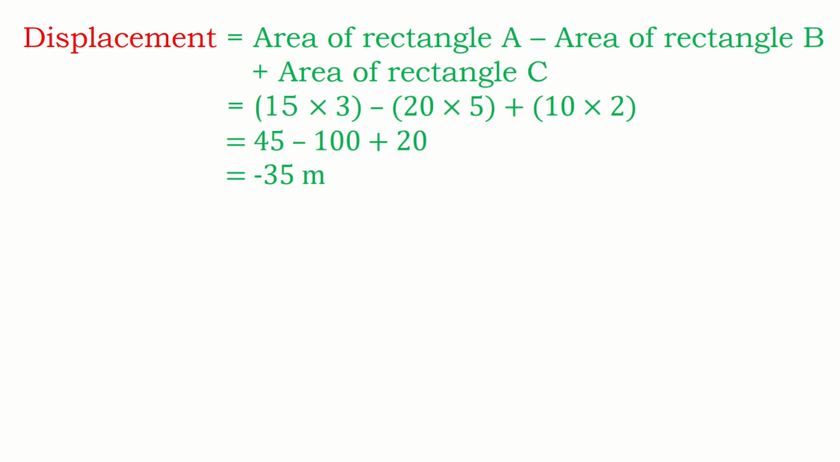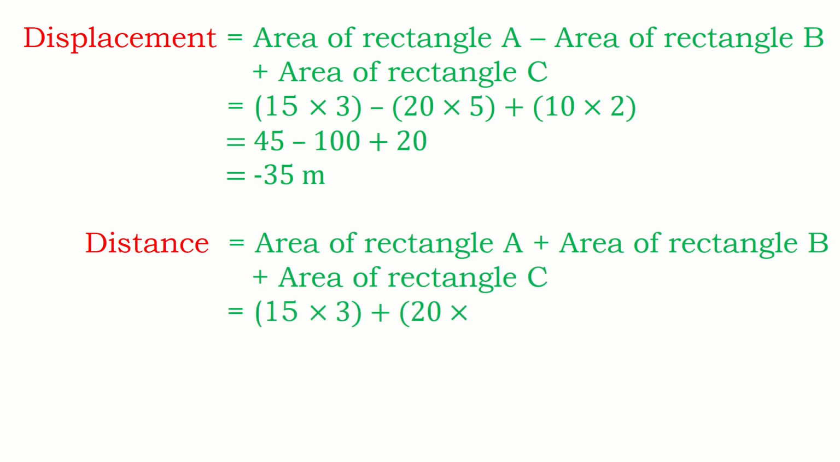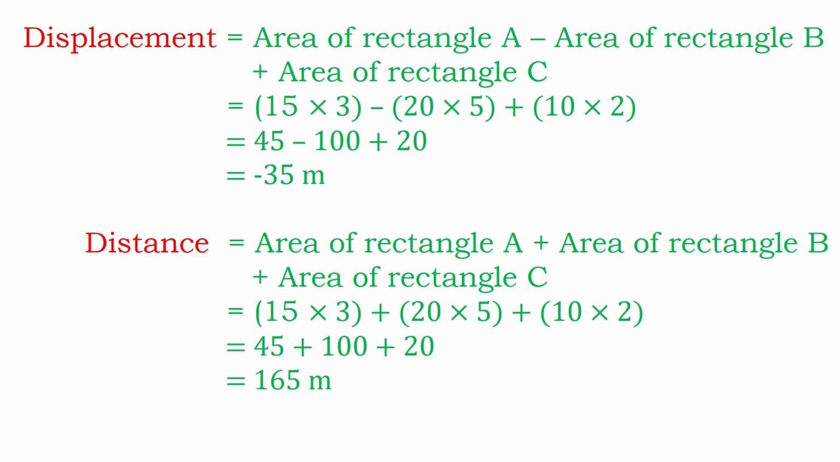What does it mean? It means the body is at a position 35 meter opposite to the reference direction. Okay, now for distance: area of rectangle A plus area of rectangle B plus area of rectangle C. Area of rectangle A is 15 into 3, B is 20 into 5, and C is 10 into 2, so we have 45 plus 100 plus 20, which is equal to 165 meter. The total distance covered by the body is 165 meter. Thus we can calculate the displacement and distance with the help of a velocity time graph also.